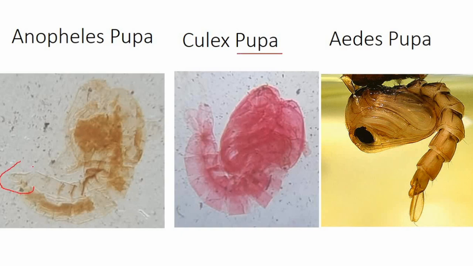So when there is no siphon tube, again it is Anopheles. When it is apparently long and slender, then it is a Culex. When it is ill developed, then that is an Aedes. So this is not the typical microscopic image.